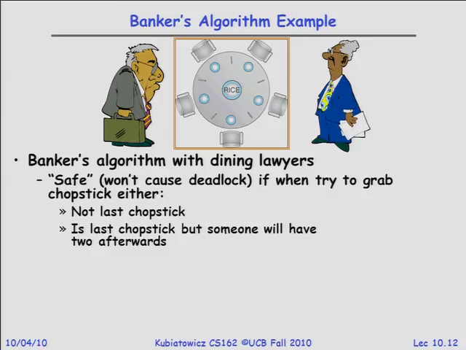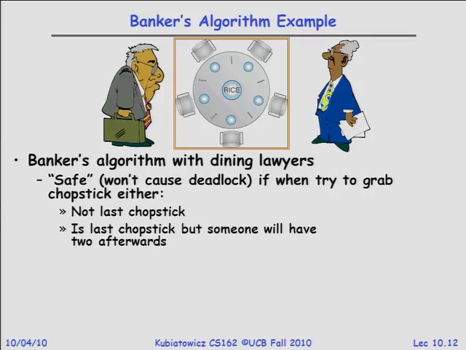I already have 1. There's 1 left, so I know at least I can finish. Grab 1 more, finish. I'll put 2 back, and now everybody can go on from that point on, so we're not deadlocked. Okay? Now this last example here is the last chopstick, but at least somebody will have 2 afterwards. Doesn't matter that I grabbed the last one. There's somebody else with 2. They'll finish, they'll put them back, and now everybody can finish. Okay? So see how that works? And that's a very simple kind of degenerate case of the banker's algorithm.